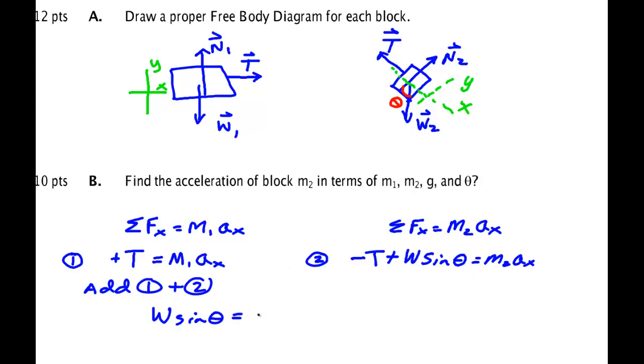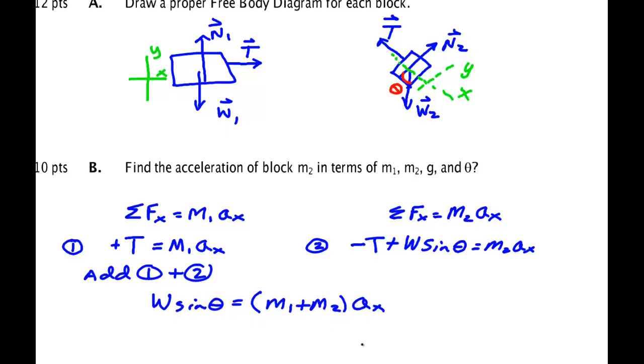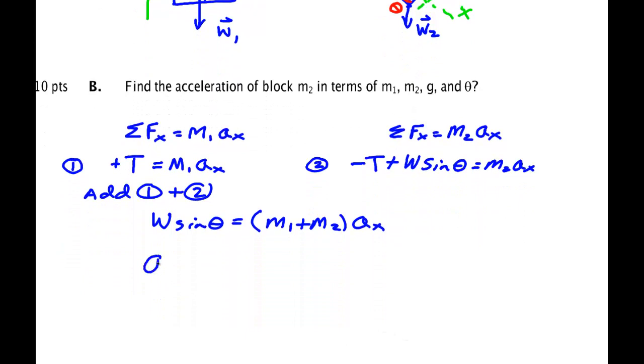M1ax plus M2ax, I can factor the ax out, and I get M1 plus M2 times ax. Solving for ax. Ax is equal to, oh, I left off when I did this W, this should have been weight 2. Be careful. I need my subscripts because it came from this diagram. So that would be mass 2 times G times the sine of the angle divided by M1 plus M2.